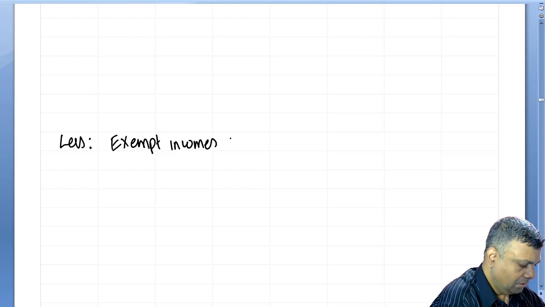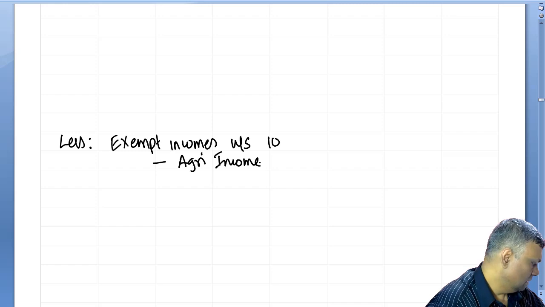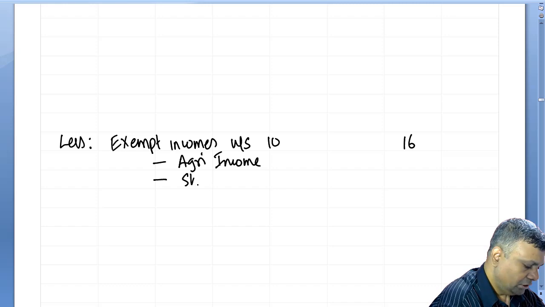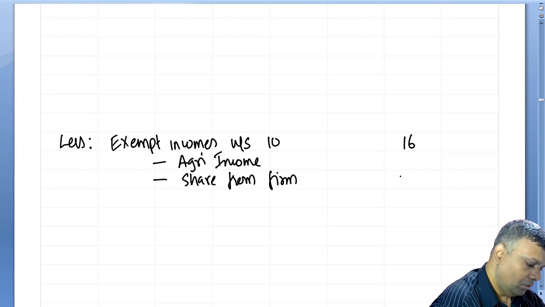Exempt incomes under section 10. Agricultural income. Agricultural income was 16. Share from firm. Amount is 15.